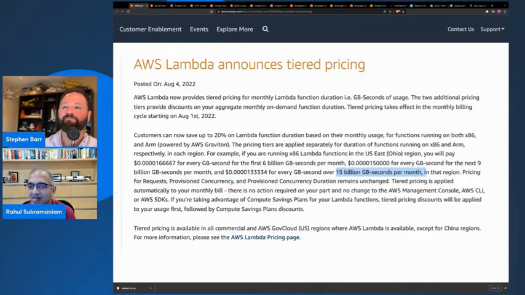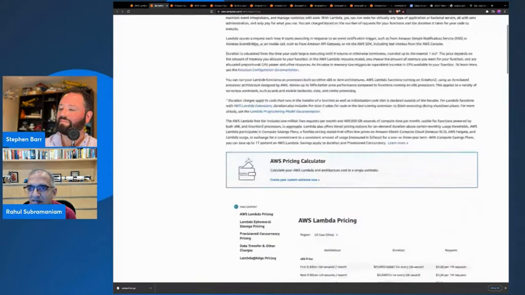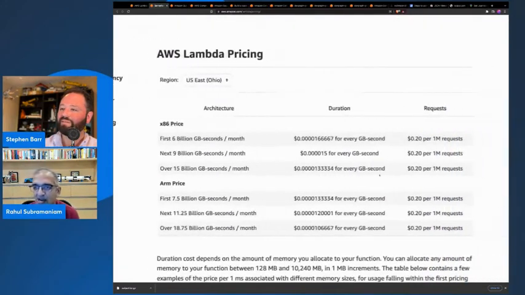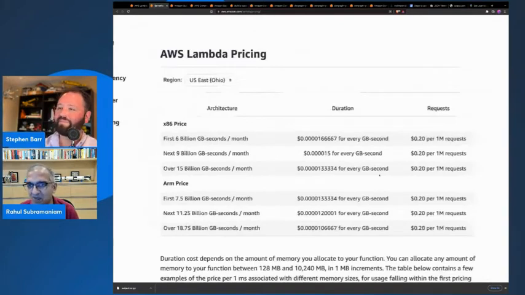Yeah, actually, this announcement is way simplified. I think it gets a little more complicated. So can we pull up the Lambda pricing? Yeah, let's pull up the Lambda pricing. So this is really the announcement over here. So you have the new tiers. This is a much better way to understand how the pricing goes.